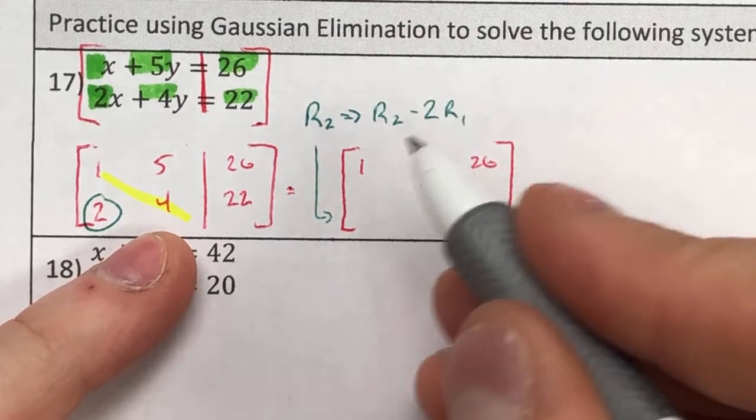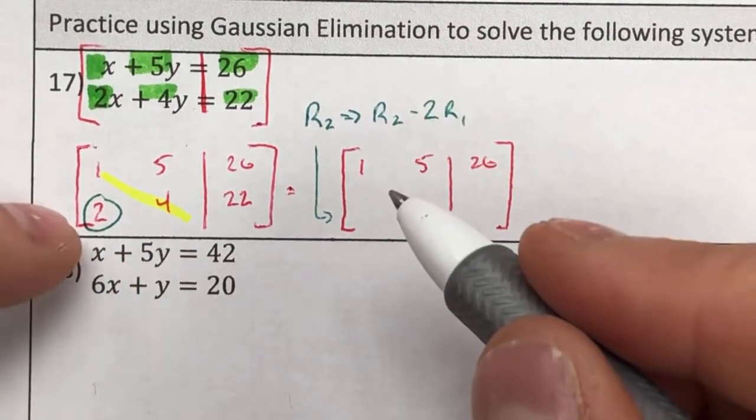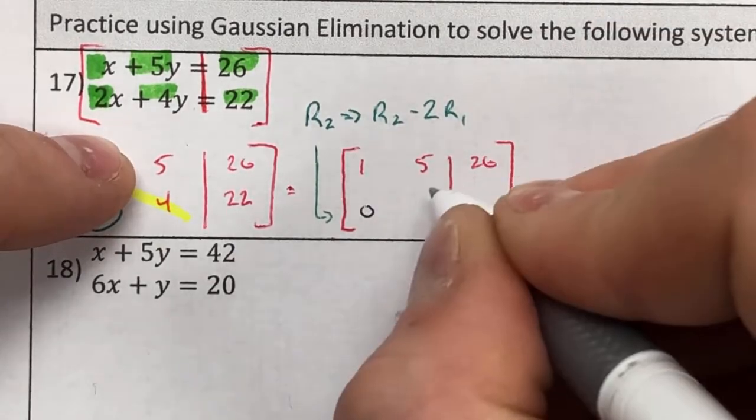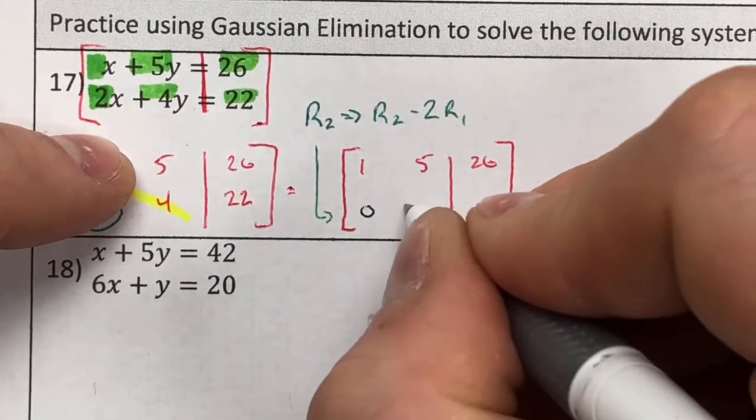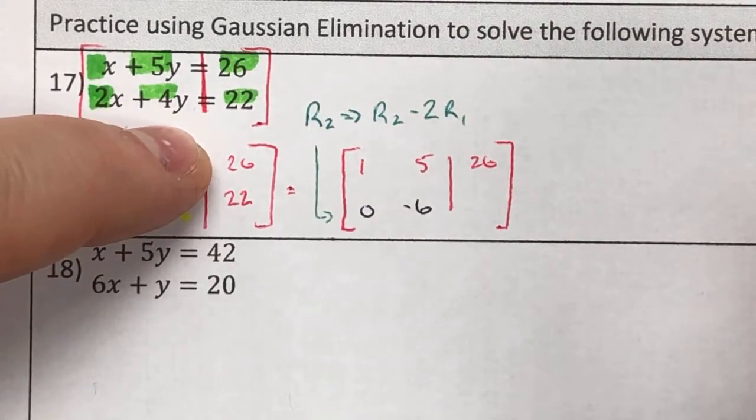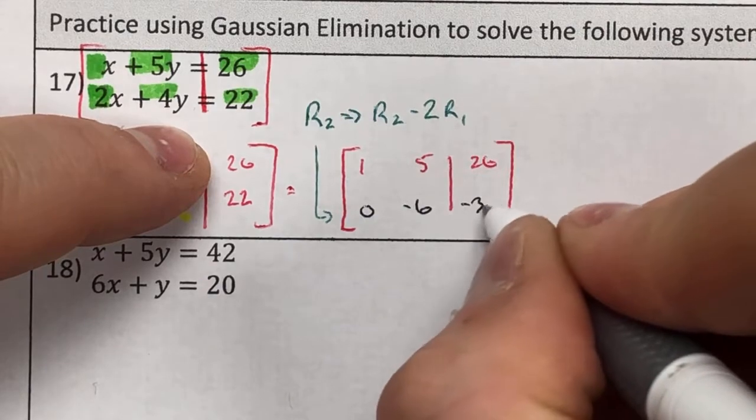So if I take row 2 and subtract 2 of row 1, minus 2 ones is going to give me 0. Minus 2 5s, that's minus 10, is going to give me negative 6. Minus 2 26s is going to be minus 52, which is negative 30.